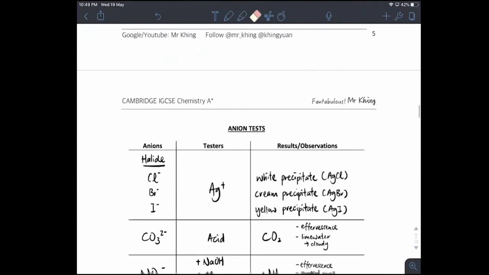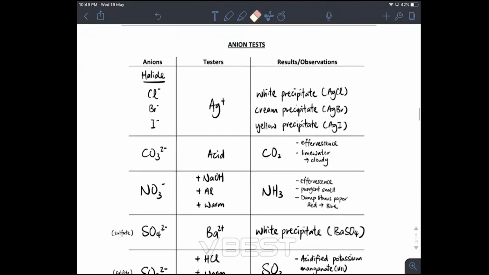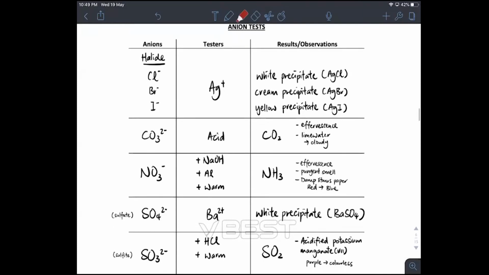Next one is followed by the anion test. Remember the same thing: whenever you see the word silver, 100% they are testing for halide. Halide means group 7 ion. So if there's chloride, AgCl, observation: white precipitate. AgBr, cream precipitate. AgI, yellow precipitate, and so on.